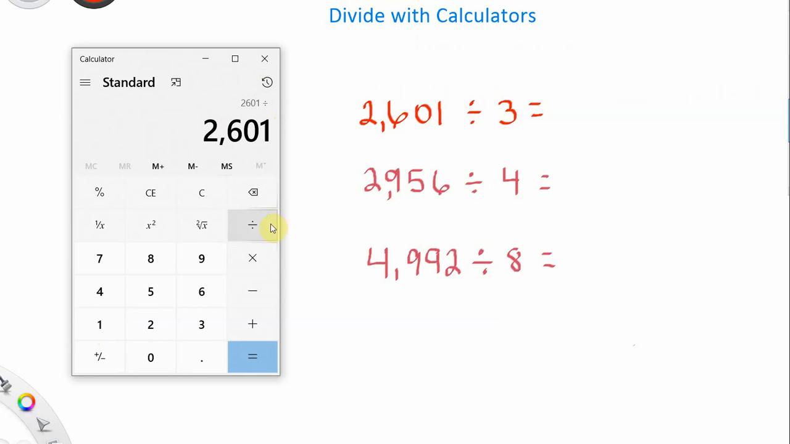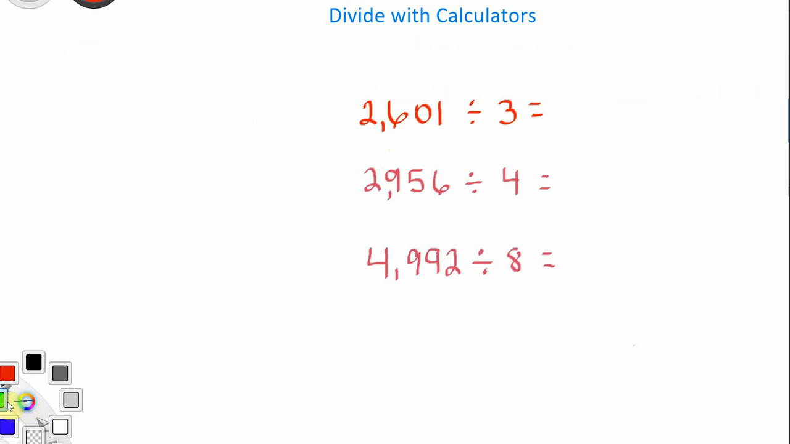And then lastly, I input my divisor. There's 3. So now I have 2,601 divided by 3. And finally, for my answer, I hit the equal sign, and there we can see my answer, 867. And so the answer is 867. The quotient is 867. So that's pretty easy.